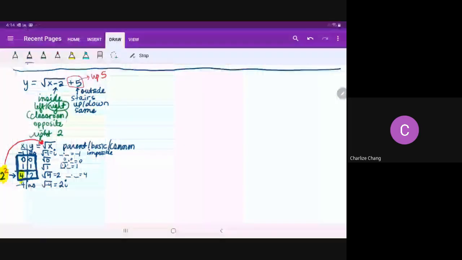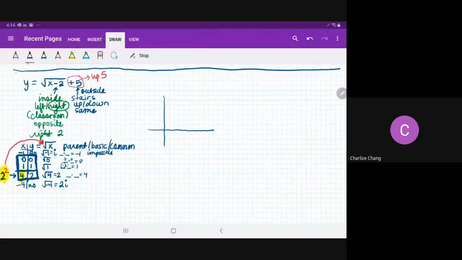Okay, so I have my graph, and I have 0, 0, 1, 1, 4, 2. So I'll wait till you guys get there.